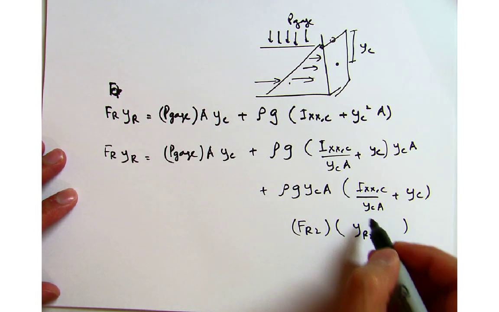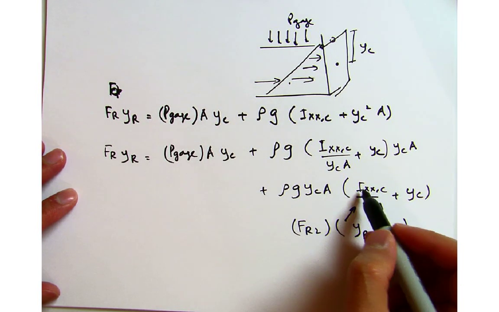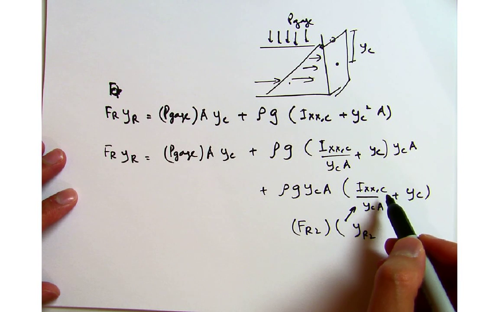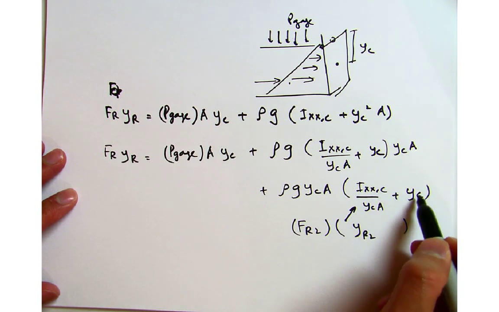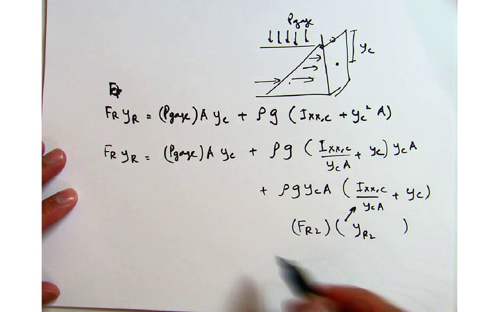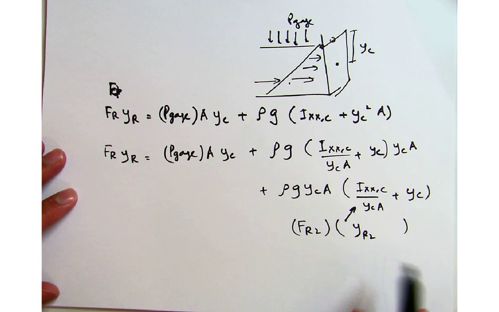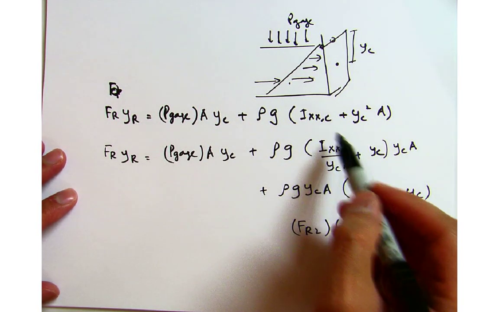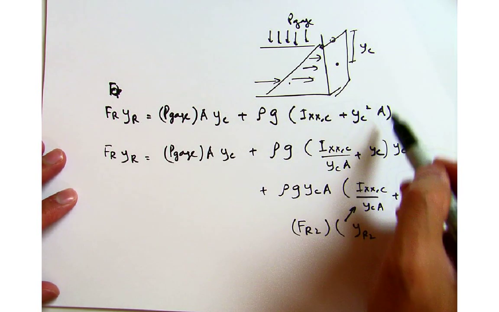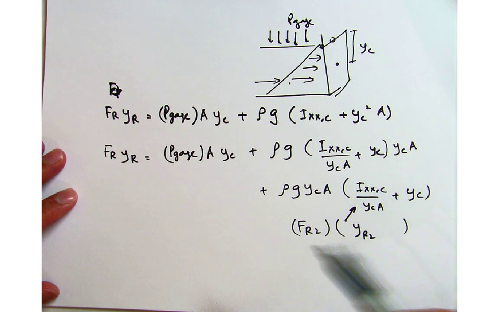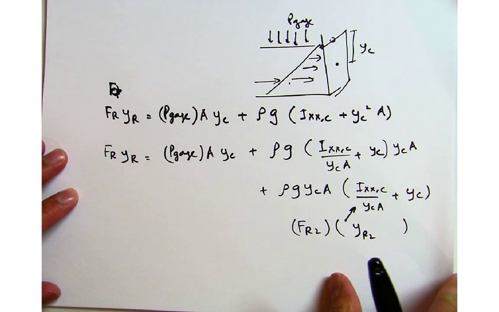So if you remember, this is how we define this. This is the second moment of area about the centroid, and then this is the distance from the centroid. So we did look at it, but I just wanted to point out that even though we are writing this expression in this form, it is equivalent to this. Alright, so let me get back to the hydrostatic forces on the inclined surfaces.